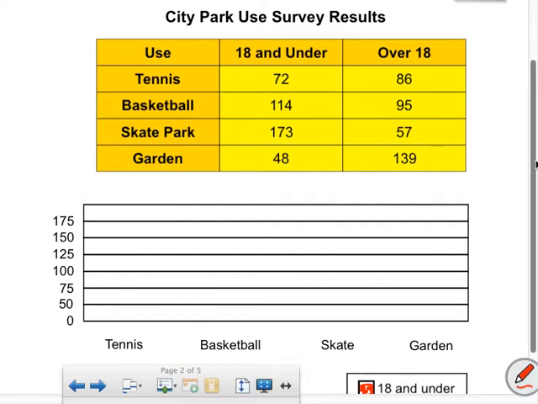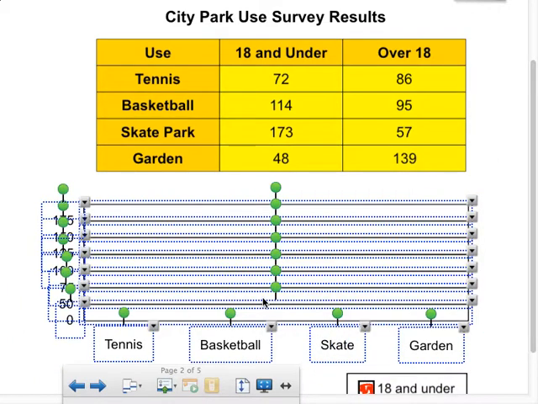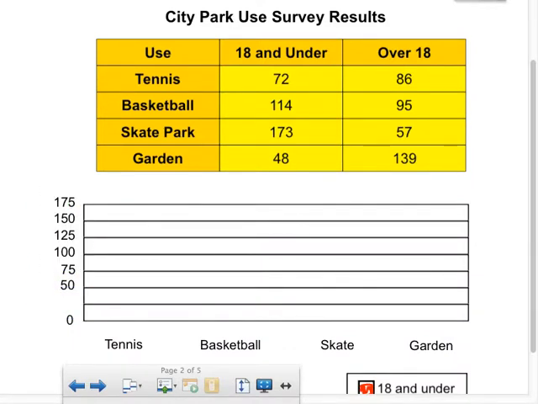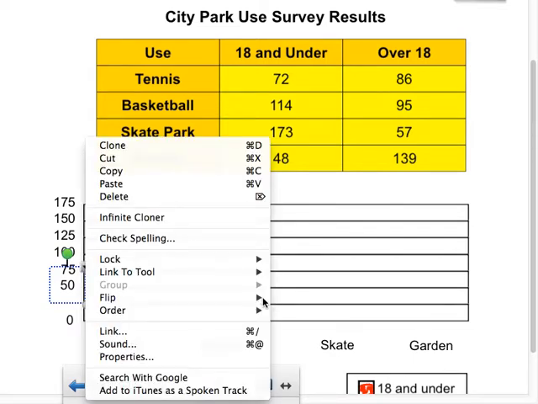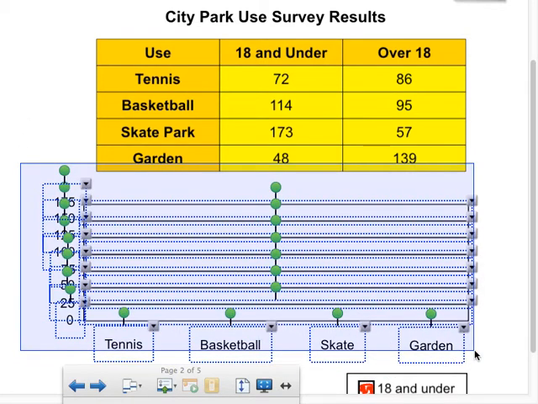I think that might be a typo. Hold on a second. Let me fix that. I'm missing a unit here, right? What am I missing? So let's make that a fix. And so each line represents 25 votes, or 25 more votes. Okay?